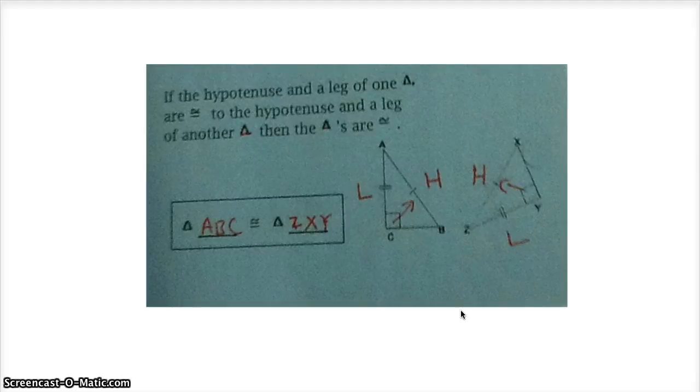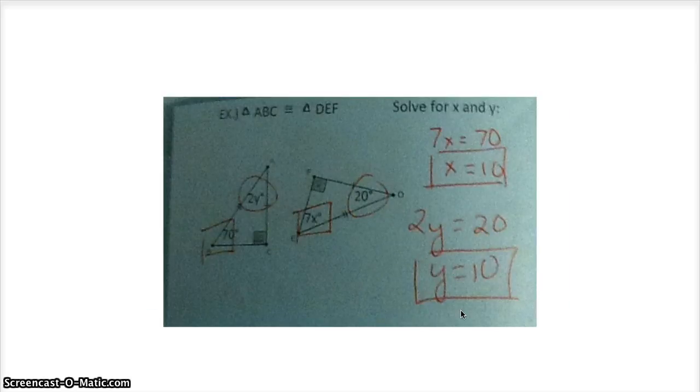So in this one, I said the triangle ABC was congruent to triangle ZXY. Try the example on the left-hand side without me first. Hopefully you found out that x equals 10 and y equals 10. Again, it's a coincidence that they are equal to each other. You should have looked at the congruency statement to see that A was congruent to D. And so you have 7x equals 70. And you also have 2y equals 20. Okay.